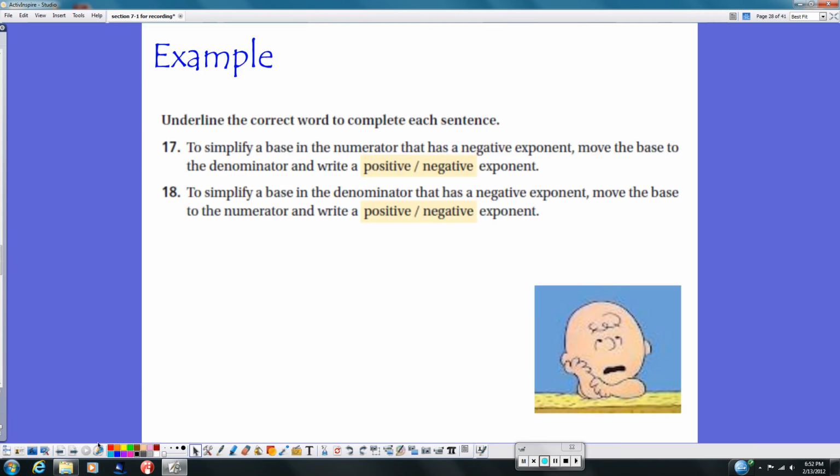So, in today's lesson, we're going to be looking at still negative and 0 exponents. So for this, it says to simplify a base in the numerator that has a negative exponent, you're going to move the base to the denominator and write it as a positive exponent. To simplify a base in the denominator that has a negative exponent, you're going to move the base to the numerator and write a positive exponent.